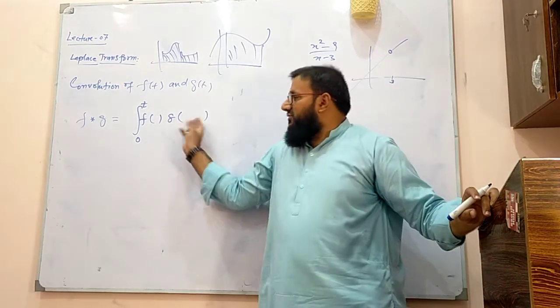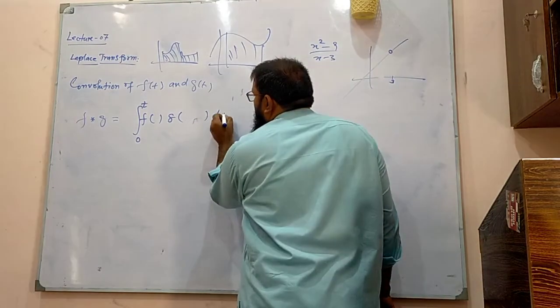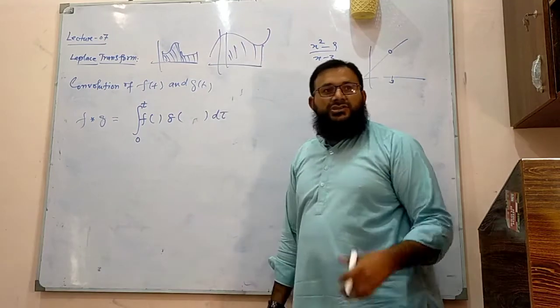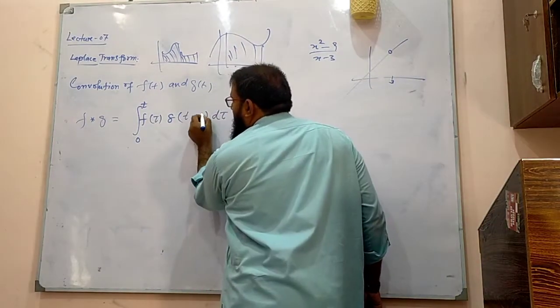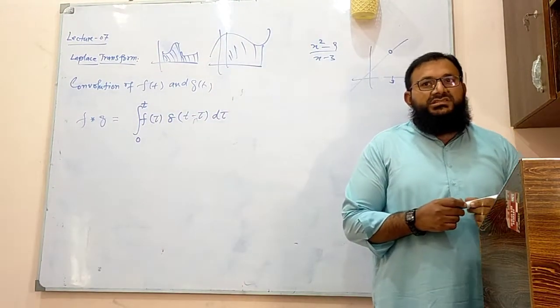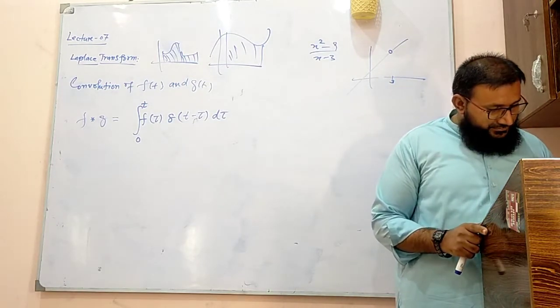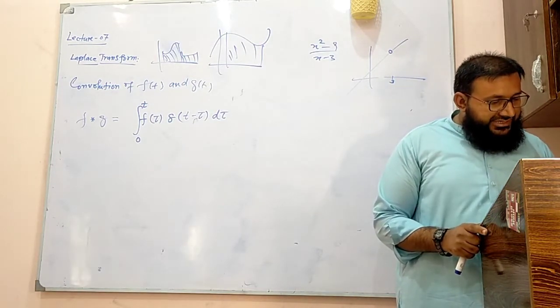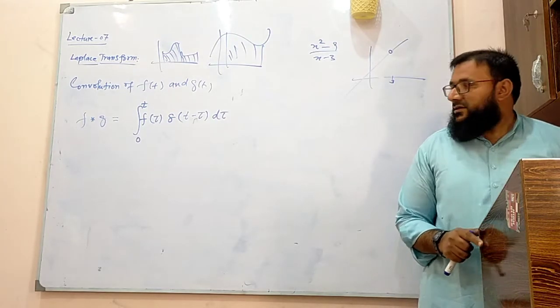Now what should be these integral values? The dummy variable for integration is, let's say, tau, or you can keep any other variable. One function should be evaluated at tau and another function should be evaluated at t minus tau. This is how we define the convolution of two functions: f of tau and g of t minus tau, an integral from 0 to t.